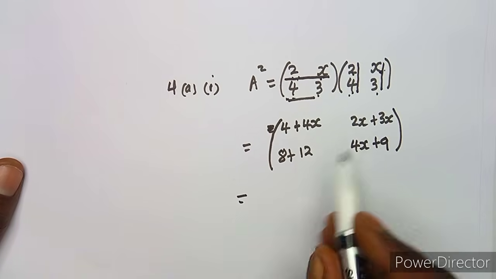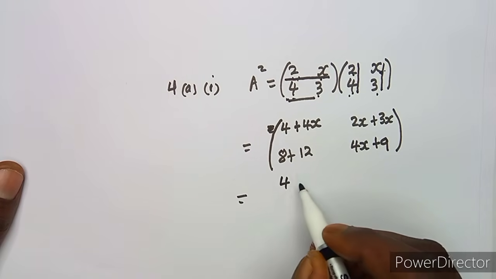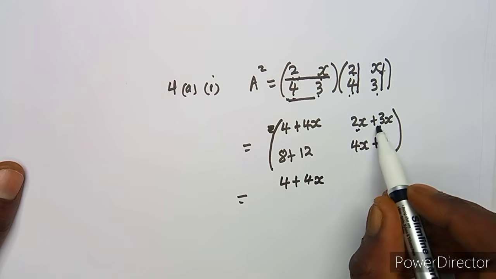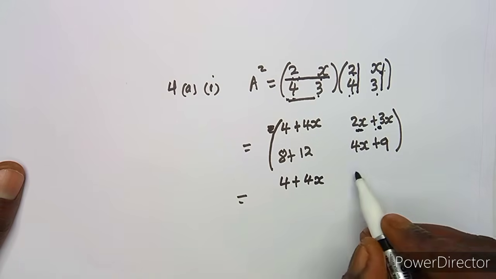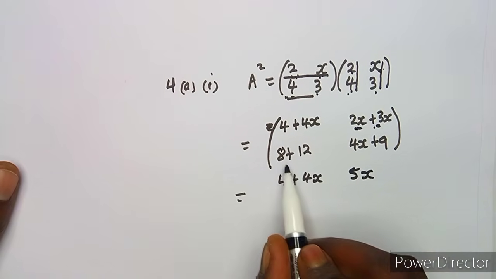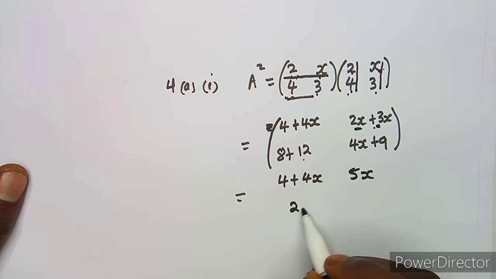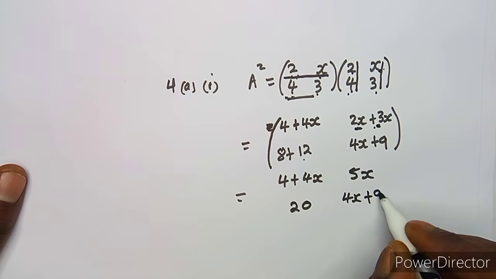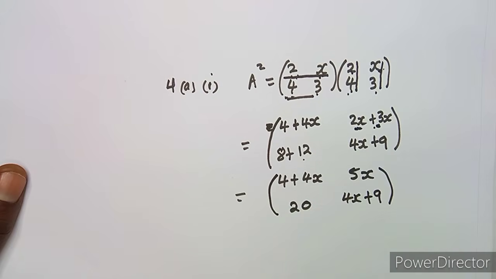At least you can just try and simplify. Here there's nothing that we can do, just leave it like that. Here you can add 2 plus 3, these are like terms, so you're going to obtain 5x. 8 plus 12, these are like terms, which is going to give us 20 here. And these we've got unlike terms, so there's nothing that we can do, just leave it like that. So that is what you're going to have as your A squared in terms of x. That's how they ask some of these questions. You just need to be very, very careful.